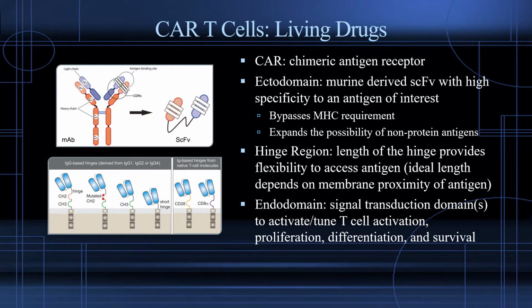Next up, the hinge region, which is just below it. The length of this region provides flexibility to access the antigen. So the ideal length depends on the membrane proximity of the antigen. And then finally, you have your endodomain down here, which is your signal transduction domain, which leads to the activation of the CAR T cell activation and proliferation.